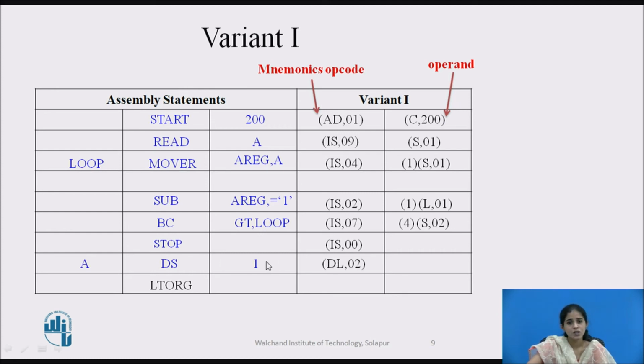Next, A DS 1. Again DS is a declaration, so DL comma 02. 02 is the code for the DS. Now next, for the 1, it is a constant value, so we specify C comma 1, and at the last we specify the LTORG. LTORG is an assembler directive, so AD comma 05. 05 is the code for the LTORG. So in this way we are generating the variant 1 intermediate code for the given assembly statement.